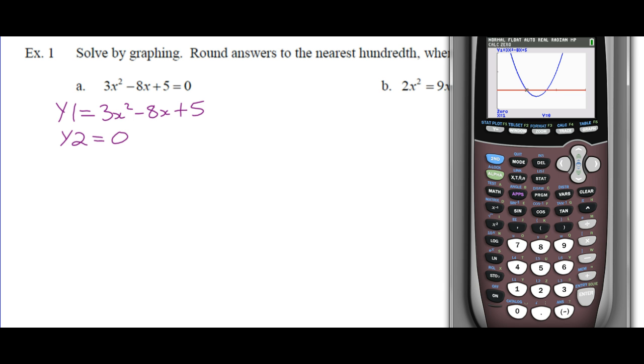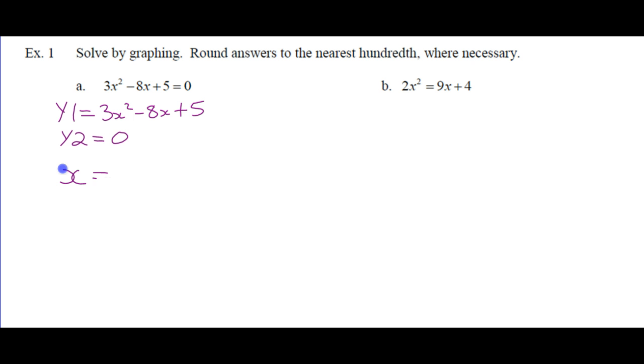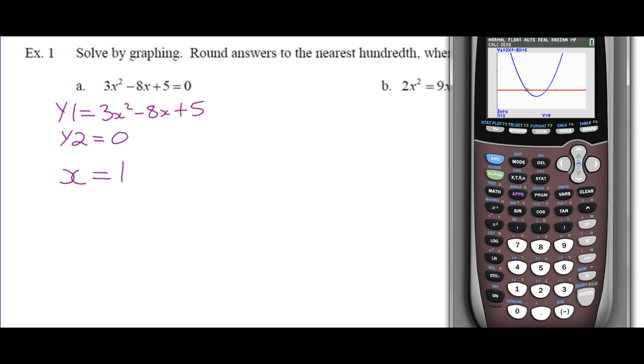What's x equal to? It says round answers to the nearest hundredth. This one is exact, but x equals 1, or I guess we could write 1.00. Well, it says where necessary. Not necessary, right? X equals 1. It just is what it is.